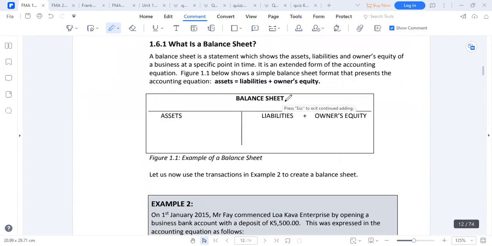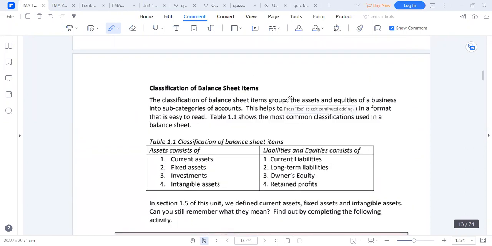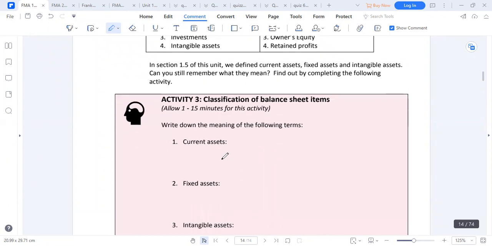All right, so we now need to go down to understand a few issues regarding categorization of the balance sheet. A balance sheet is a book of accounts that shows what a business owns. So a balance sheet consists of current assets, fixed assets, investments, intangible assets, current liabilities, long-term liabilities, owner's equity, and retained profits. So what are the examples of current assets?